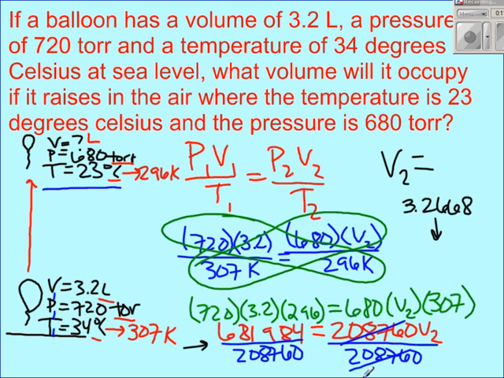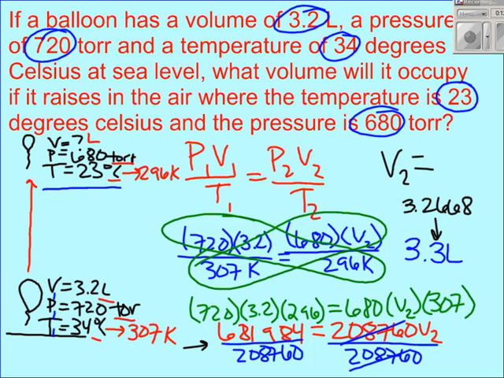All the information given to me is given with a certain amount of sig figs. 3.2 is 2. 720 is 2. Remember that 0 does not count because there's no decimal in the number. 34 is 2. 23 is 2. And 680 is also 2. Since my lowest number of sig figs was 2, my answer would be 3.3 liters. This concludes the video lesson on Gay-Lussac's law and the combined gas law.